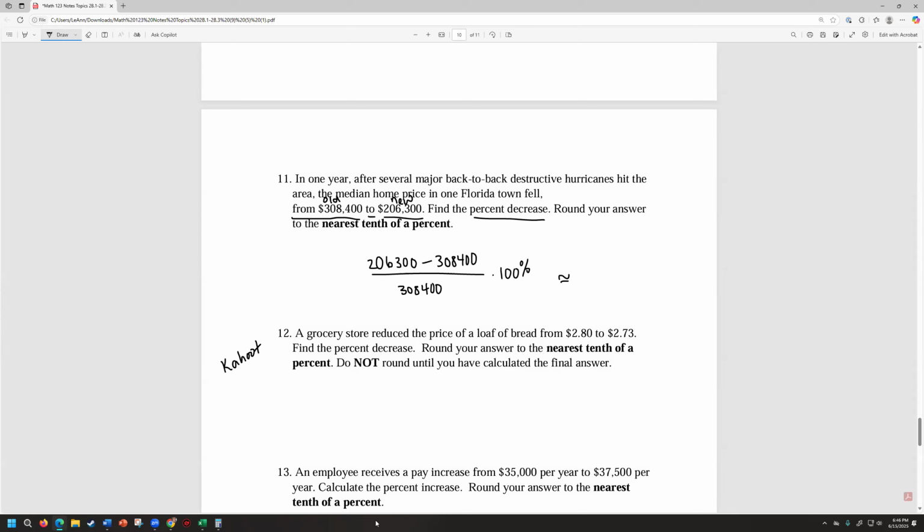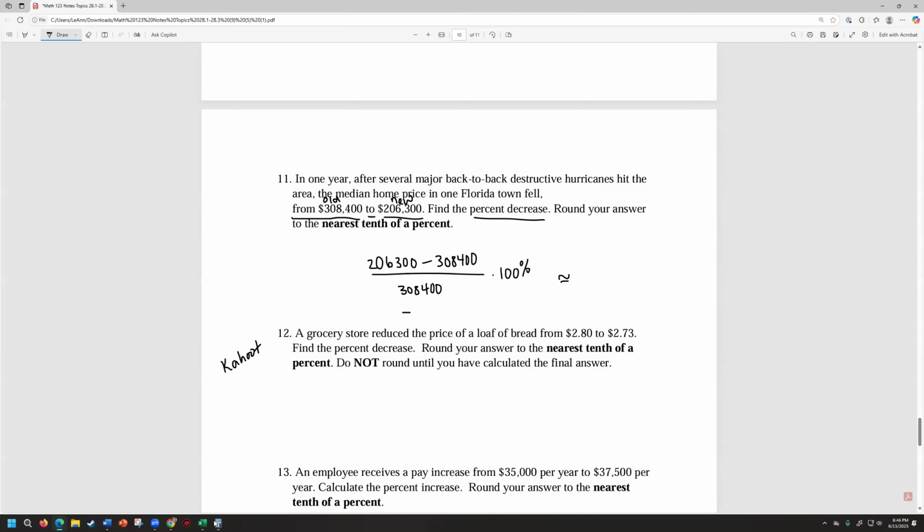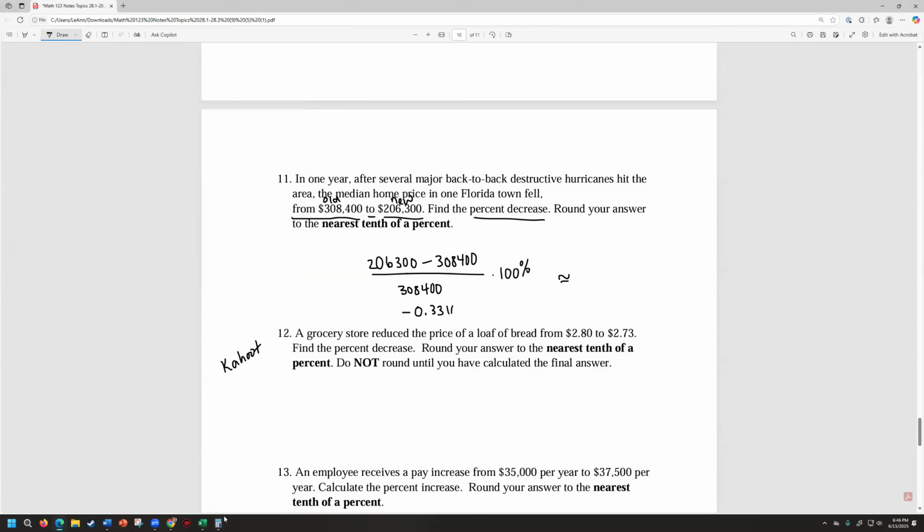Okay, and we're going to end up rounding it. So I'm going to work this out. 206,300 minus 308,400 is negative 102,100. And then we're dividing that by the original housing price, 308,400. Now I'm going to write this out to, like I said, about 6 decimal places. So it's negative 0.331063, 5, and then dot, dot, dot. But we're going to times this, remember, by the 100%, or move our decimal 2 places to the right. So that's going to be a negative 33.1%.